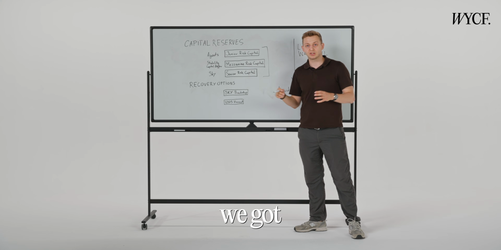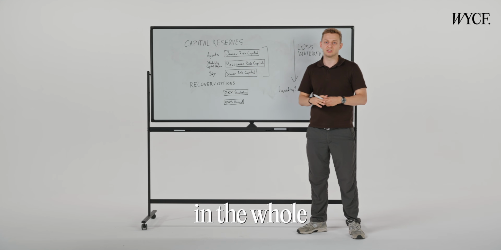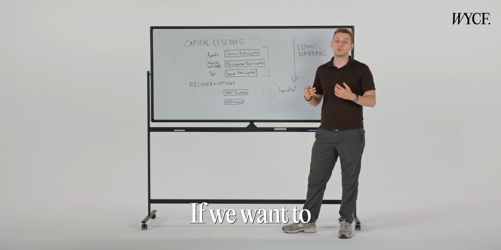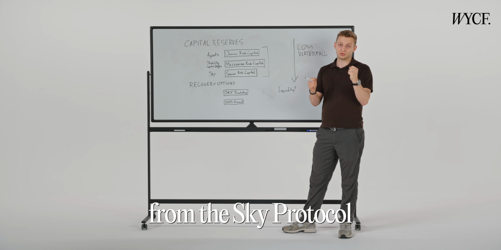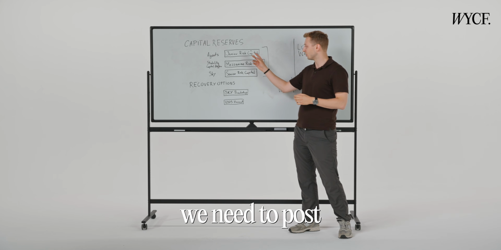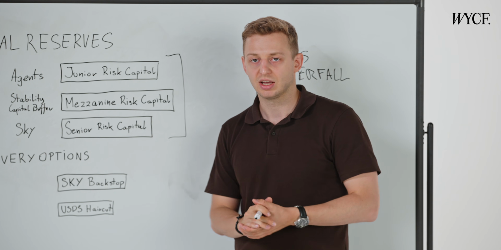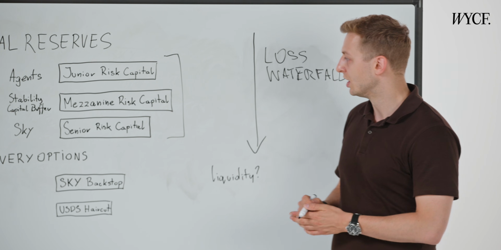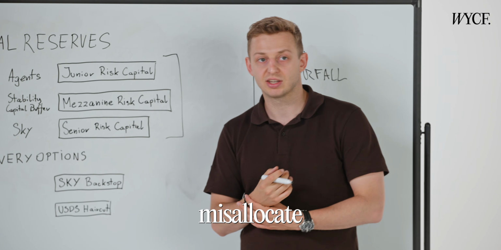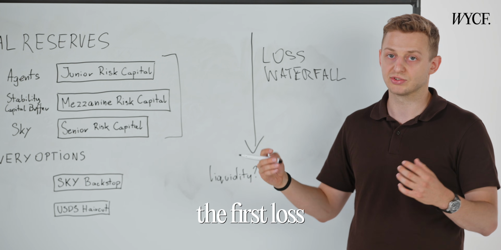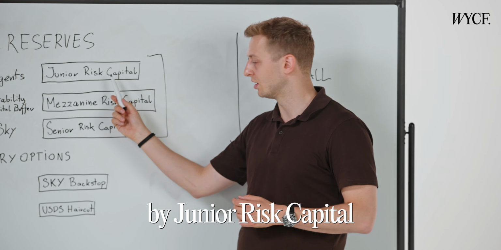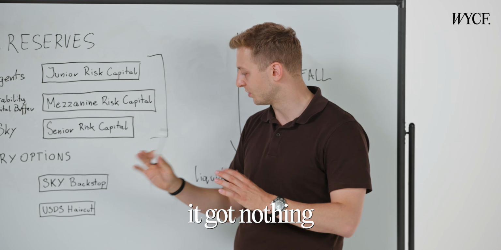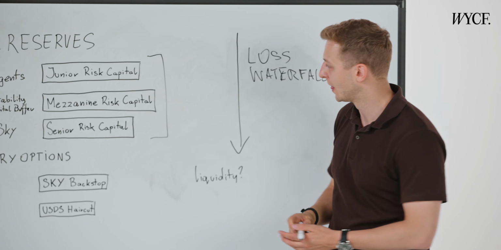At the top, we've got junior risk capital, the most junior tranche in the whole setup. This is held by agents, so us like Osero or the others. If we want to borrow from the Sky protocol, we need to post our own junior risk capital in the ecosystem. This aligns our incentive with other parties there. So if we were to misallocate, or if anything were to happen, the first loss would be covered by junior risk capital. The tranche is only sitting with the agents, and it has nothing in common with the sUSDS holders.